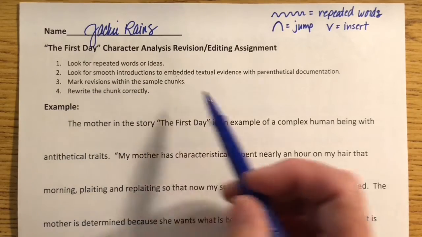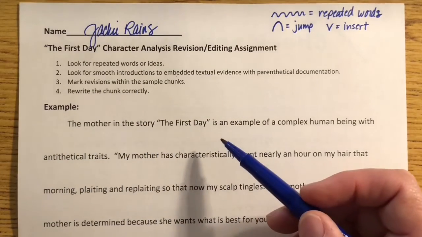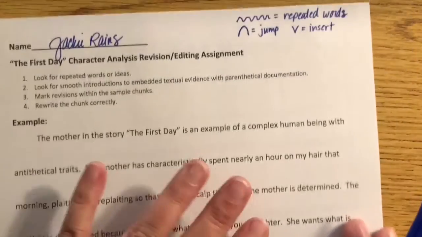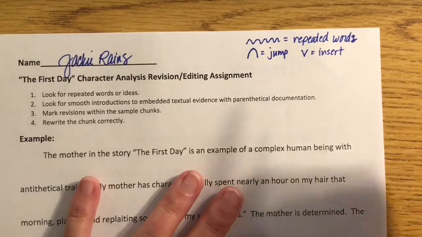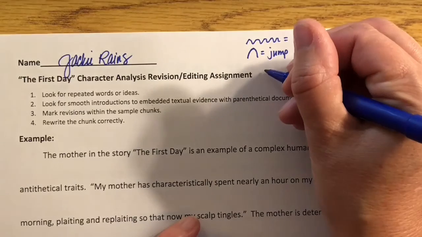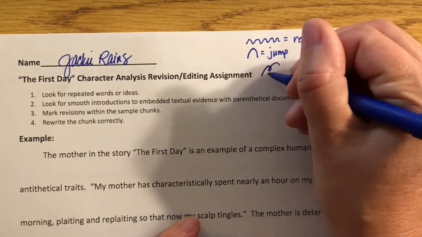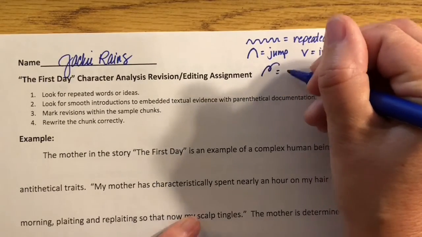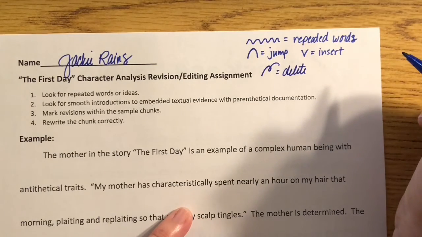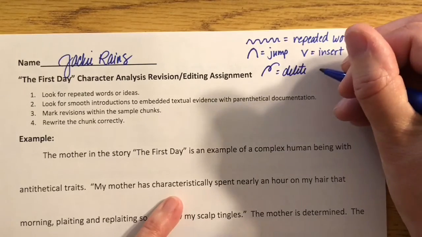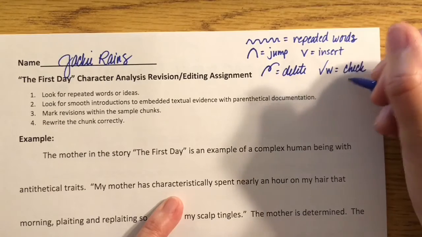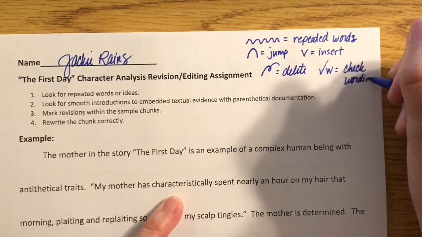Mark revisions within the sample chunks. So this is one chunk that we're going to revise today, and then rewrite the chunk, and you can see at the bottom there's a space to do that. Another editing mark I'd like to bring up is the deletion. So you can do this, and that means to delete something. And then I think there might be one more, check wording. Sometimes check W means to check the wording of something because it seems odd.